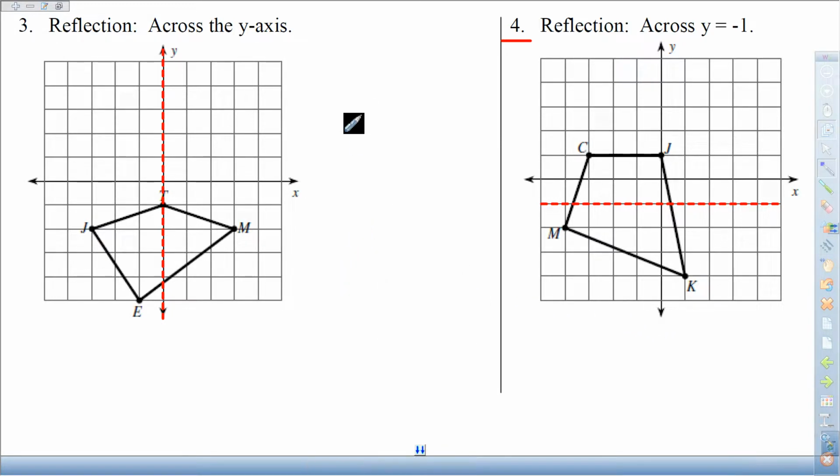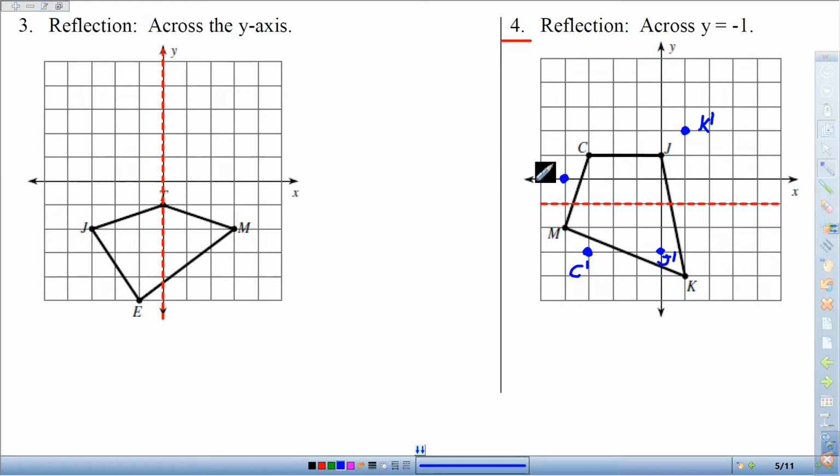But from here, it's just reflecting points. So if I start with C, it's 2 above my reflection line. I'm going to reflect 2 below. By the way, make sure you draw in that reflection line. It's really helpful. J is 2 above, reflected 2 below. There's J prime. K is 3 below. I'm going to reflect it 3 above. And M, 1 below, reflect 1 above.